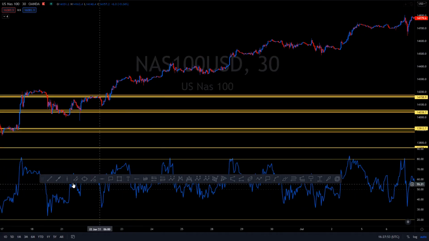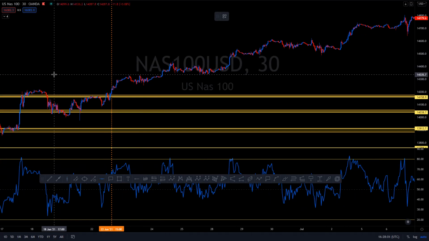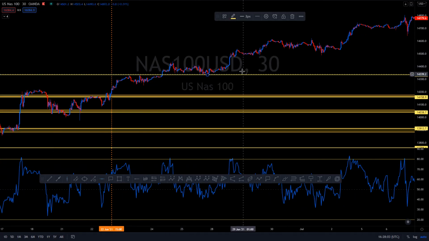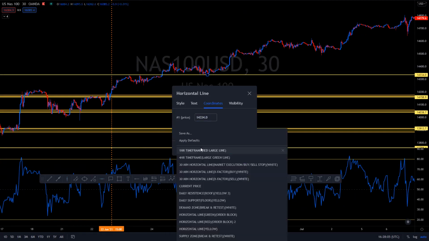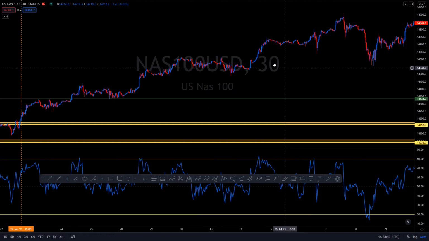Okay. So I like to start here, so that when I start marking up my charts, we know that it's the 30-minute time frame. So I want to put the next one right here. We're going to make this green. That way we know that this is a different time frame.